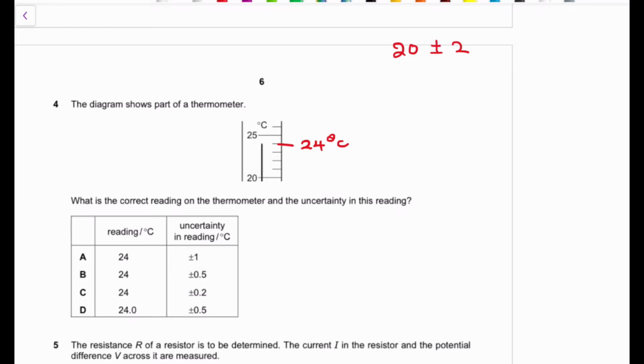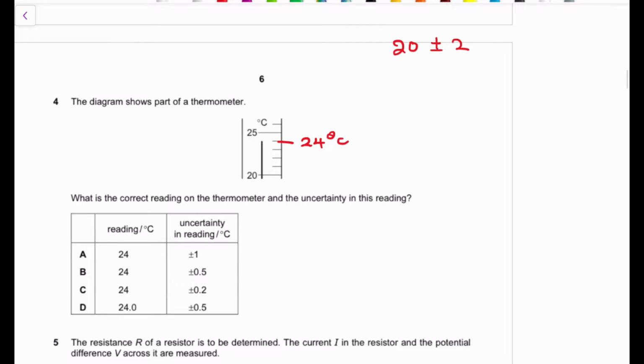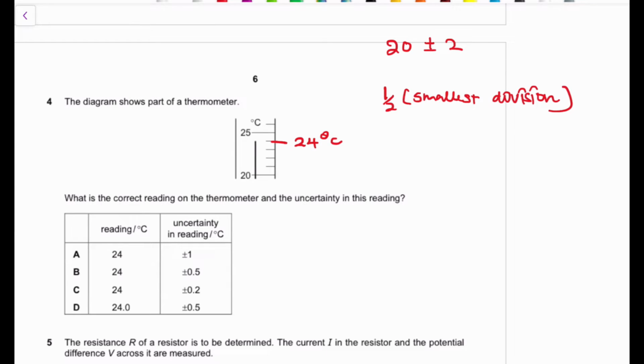So in the case of any instrument that you have, the uncertainty is going to be 1/2 of the smallest division. So you identify the smallest division and you halve it, and you'll be able to get the value of your temperature. So in this case, it's very important for you to say, what is the smallest division that you can get on a thermometer? Well, it has to be 1 degree Celsius, and half of that has to be 0.5.